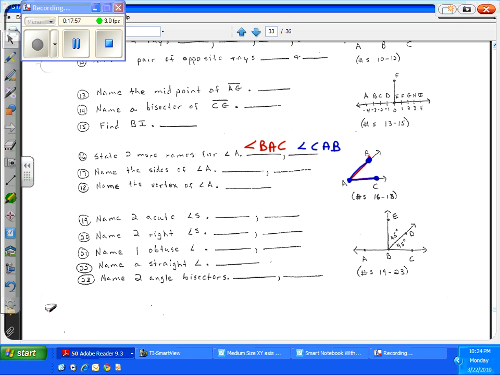Remember, the formal definition of an angle is a figure formed by 2 rays with a common endpoint. The 2 rays are called the sides. So the sides of this angle are ray AB and ray AC, and that common endpoint is called the vertex, and so the vertex is point A. An angle is a figure formed by 2 rays with a common endpoint. The 2 rays are called the sides, and the common endpoint is called the vertex. Any questions on number 18?